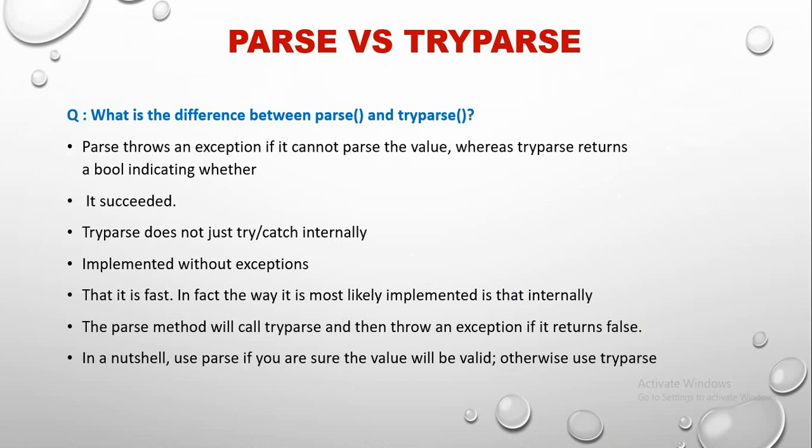So let's start with the definition and the difference. Parse throws an exception if it cannot parse the value, whereas try parse returns a bool indicating whether it succeeded. Try parse is not just a try-catch internally; it is implemented without exceptions, so it is fast. In fact, the way it is most likely implemented is that the parse method will call try parse internally and then throw an exception if it returns false. In a nutshell, use parse if you are sure that the value will be valid, otherwise use try parse.